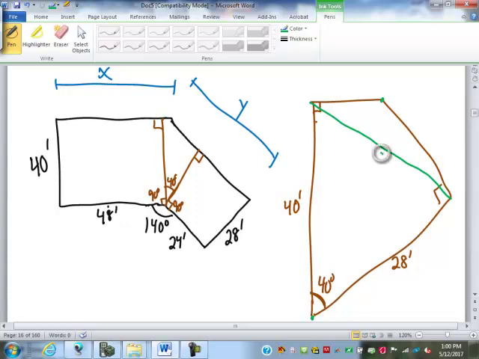Now I can find the length of that side. How do I know the length of that side? Well, if I call that side C, of course, this angle here is 140, right? Because parallel sides to this one, so that angle is the same. Side C, C squared, is equal to 40 squared plus 28 squared minus 2 times 40 times 28 times the cosine of 40 degrees. Does that look familiar?